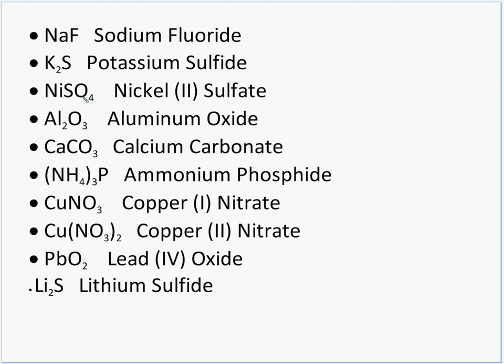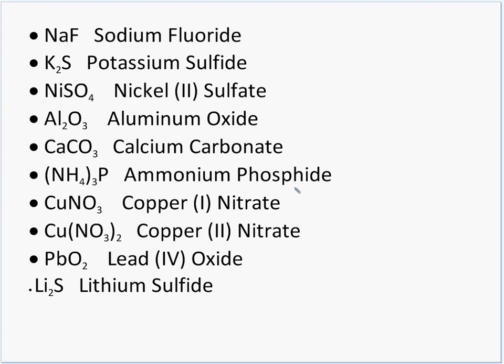Okay, here are the answers. We got NaF, sodium fluoride; K2S, potassium sulfide; NiSO4, that's nickel(II) sulfate; Al2O3, that's aluminum oxide; CaCO3, that's calcium carbonate; (NH4)3P, that's ammonium phosphide; CuNO3, that's copper(I) nitrate; Cu(NO3)2 is copper(II) nitrate, because it would have to have a +2 charge. PbO2 is lead(IV) oxide, and Li2S is lithium sulfide.